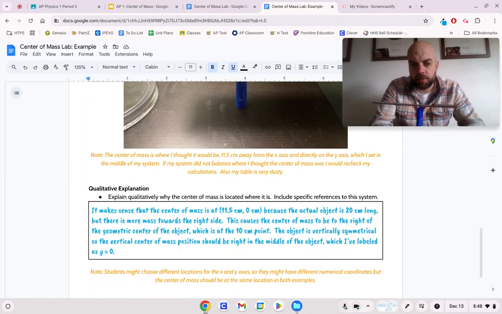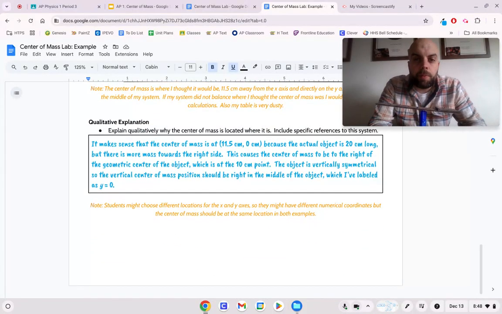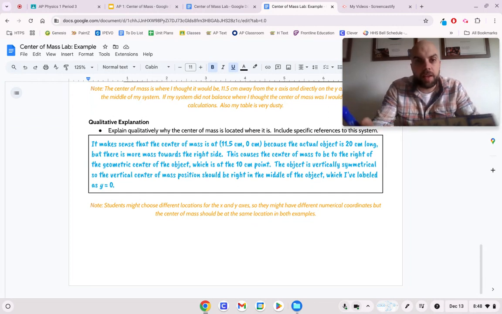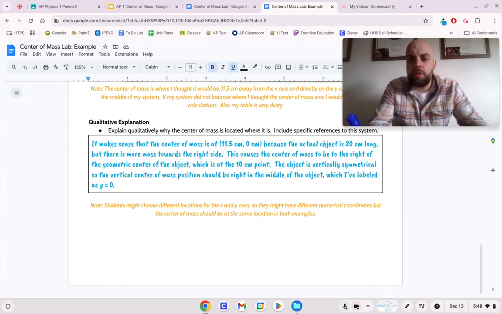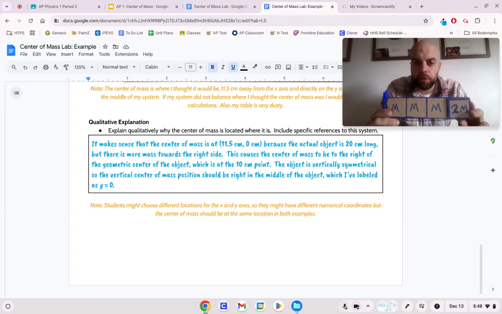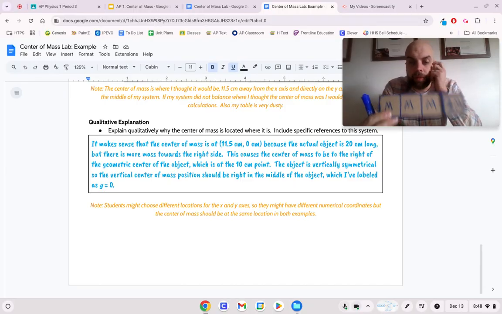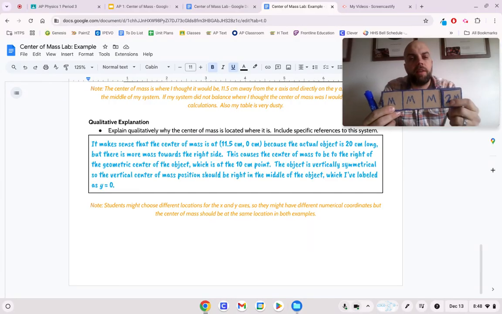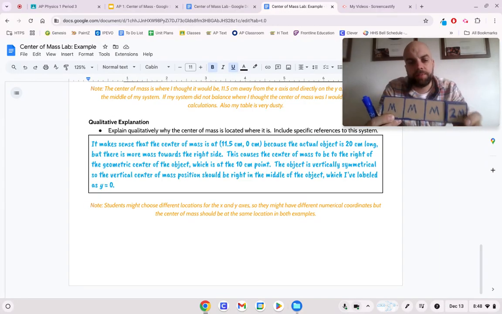Then, the next part of the lab involves a qualitative explanation, where you can use words to describe why the center of mass is where it is. A few sentences are good here, but definitely include specific references to your system. In this case, everything I said before holds true. I knew the center of mass wasn't going to be right in the geometric center, but shifted more towards the side of 2m because there's just more mass concentrated on this side.